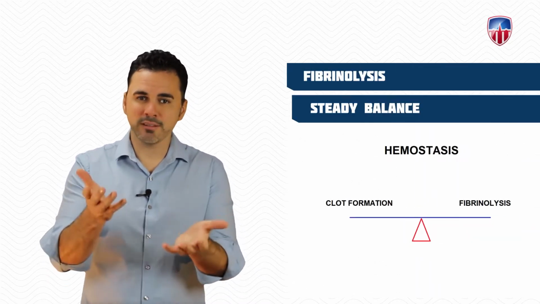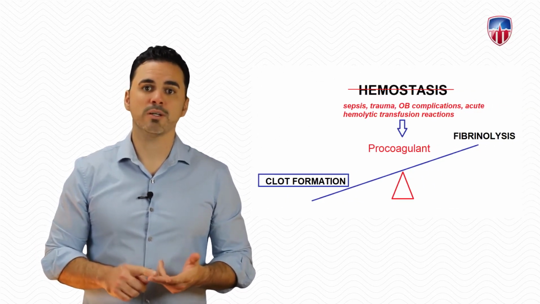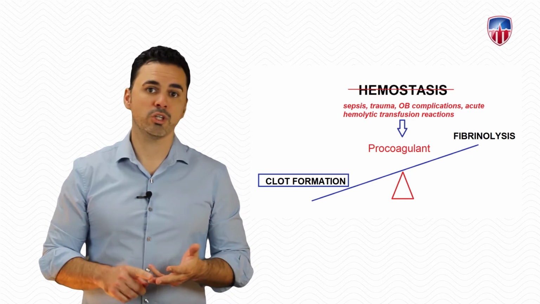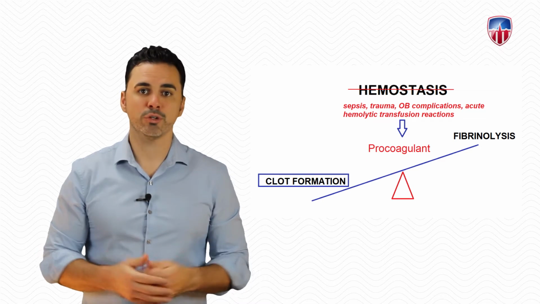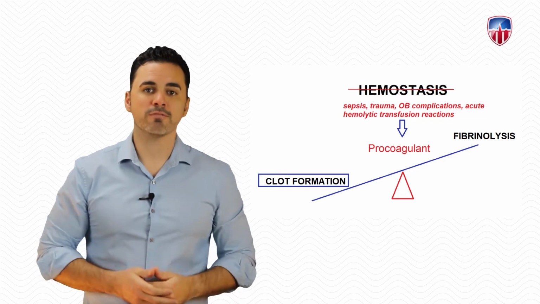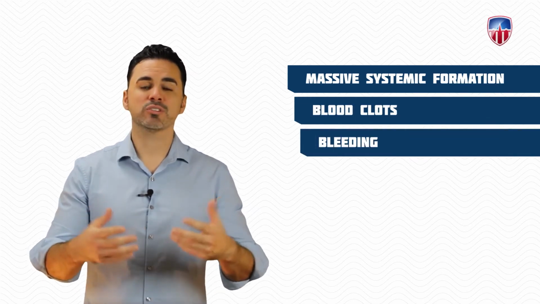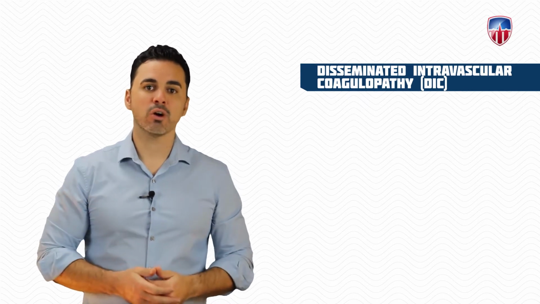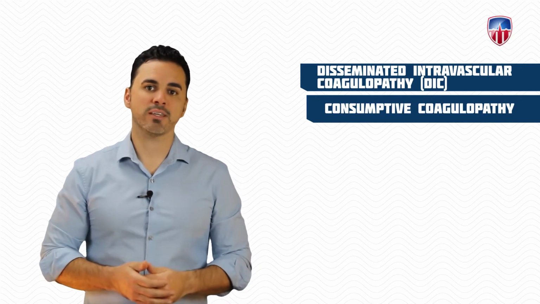So there's a steady balance between the formation of new clots and fibrinolysis. But oftentimes, there are serious medical conditions like sepsis, trauma, OB complications, or an acute hemolytic transfusion reaction that releases a procoagulant, such as bacterial endotoxins, that tips that balance of hemostasis in favor of clot formation. And this results in massive systemic formation of both blood clots and bleeding, and this is what is known as disseminated intravascular coagulopathy. Now, another term for DIC is consumptive coagulopathy.